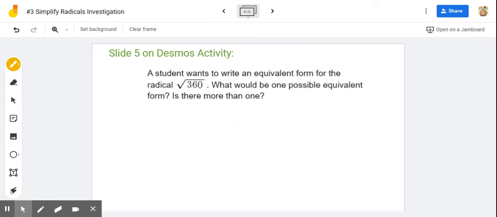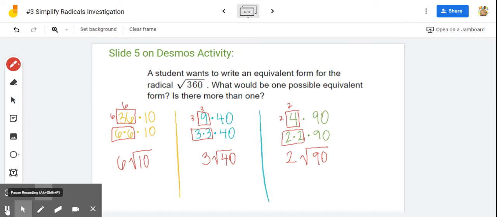So then we asked you to write different formats of the square root of 360. Now, what is one possible equivalent form? We actually found 3. So you guys noticed we could have used 36 times 10 or 6 times 6 times 10 to get 6 square roots of 10 as a simplified form. Or we could do 9 times 40 or 3 times 3 times 40. That gave us 3 square roots of 40 as a simplified form. Or we could have done 4 times 90, which was 2 times 2 times 90, which meant we had 2 square roots of 90 as a possible equivalent form.